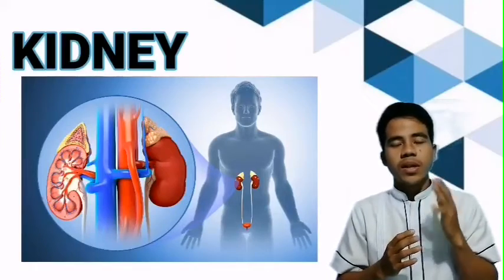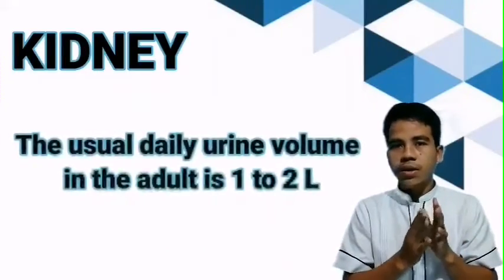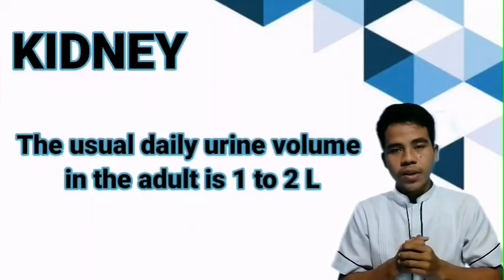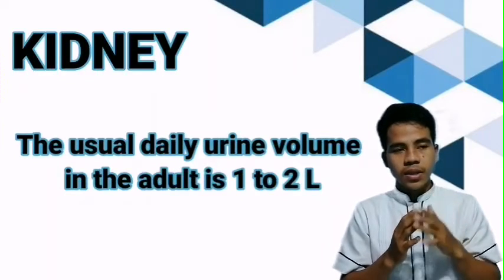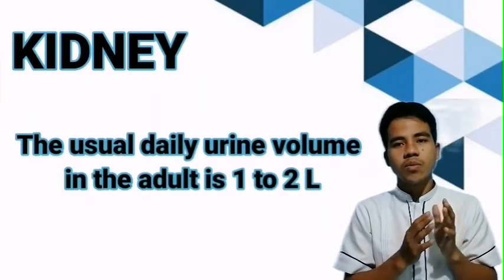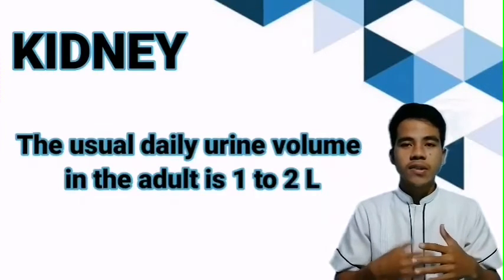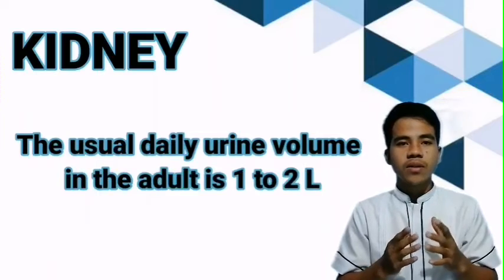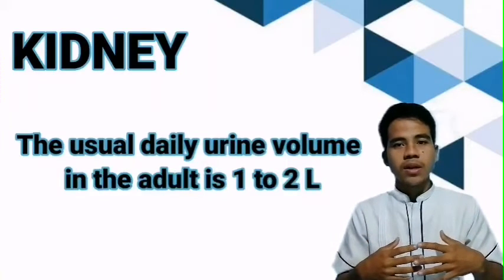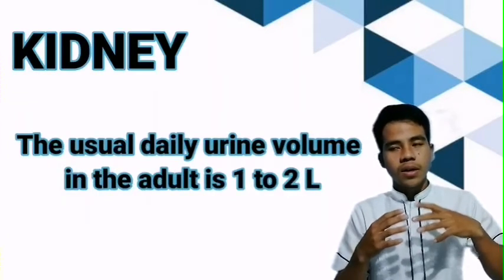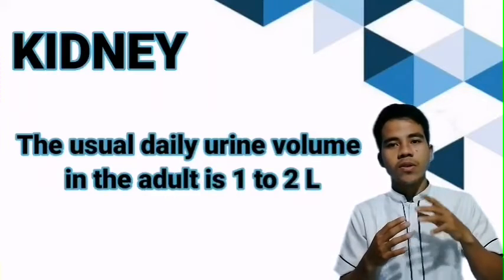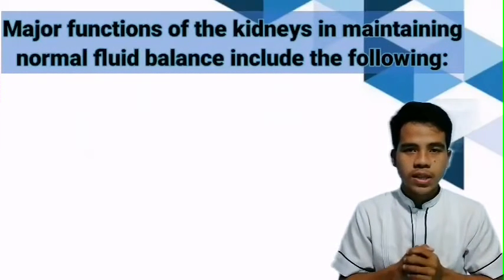In an adult, the daily urine volume is 1 to 2 liters. So this is the urine excreted from our body in 24 hours, which is 1 to 2 liters. Now let's proceed to the major functions of the kidney.